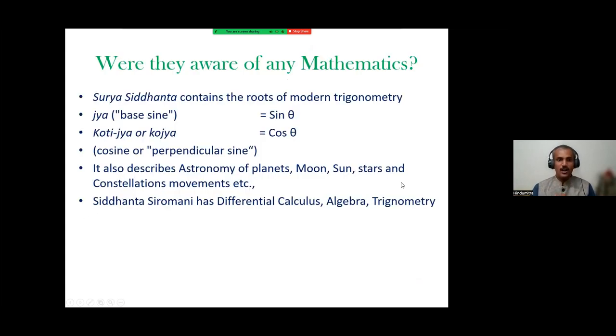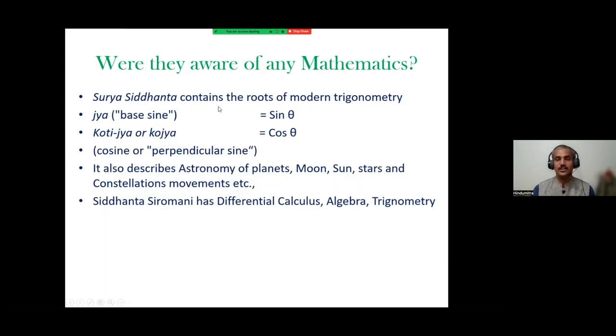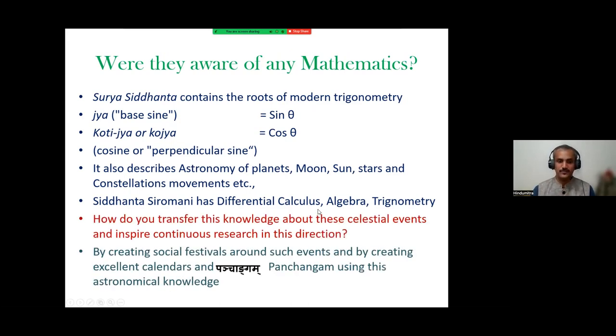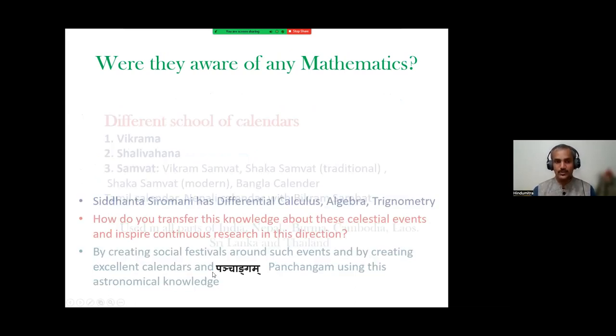So how did they calculate? Did they know mathematics? Of course, they knew mathematics. The roots of trigonometry, like sine and cos, which in Sanskrit we call jya and kotijya, comes from the Surya Siddhanta. Okay, and the Siddhanta Shiromani talks about complex mathematics like differential calculus, algebra, and trigonometry. So all this was encrypted in creating excellent calendars, and that is still in present, we're using it.